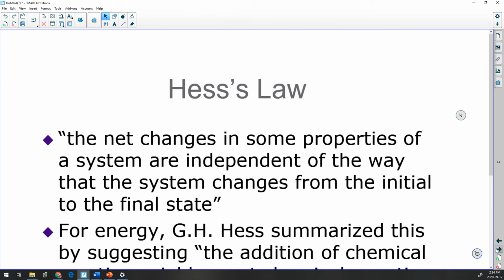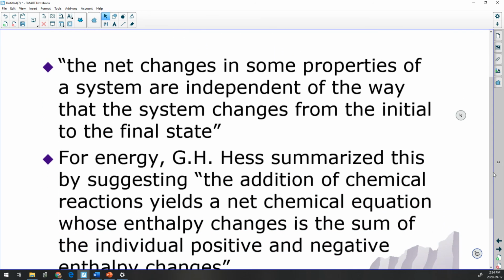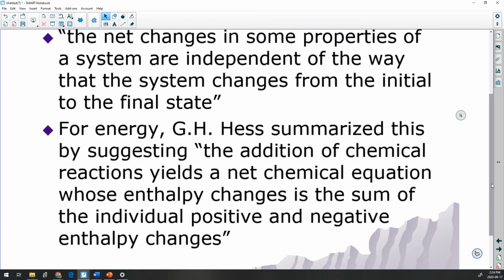A change in the system, or the net property of some system, is independent of the way that the system changes from the initial to the final, going directly or going in a different pathway. Now, we call this Hess's law because he was the first to summarize this in terms of energy. The addition of chemical reactions yields a net chemical equation whose enthalpy change is the sum of the individual positive and negative changes. We'll show you what exactly that means.